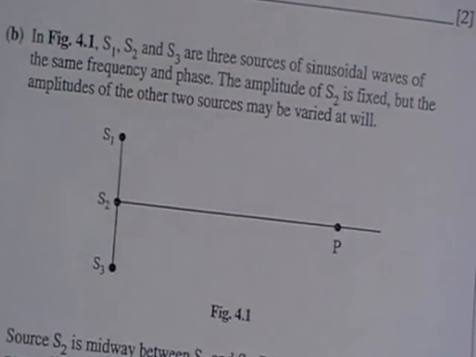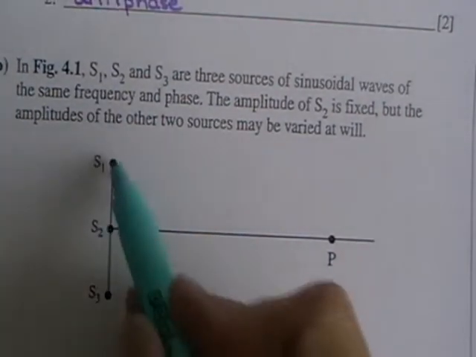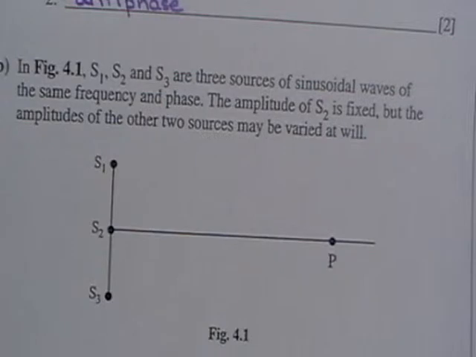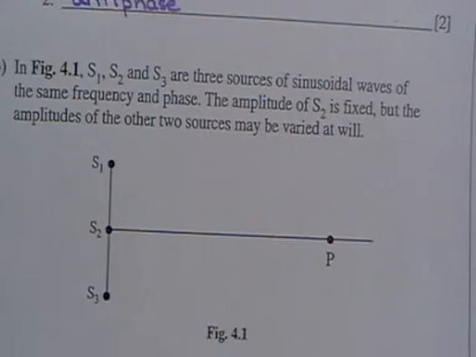Part B. In figure 4.1, S1, S2 and S3 are three sources of sine waves of the same frequency and phase. The amplitude of S2 is fixed, but the amplitudes of the other two sources may be varied at will. Source S2 is midway between S1 and S3. P is a point on the line perpendicular to S1 and S3 through S2, in other words, it's across here. Under certain conditions, the waves arriving at P from the three sources may produce complete destructive interference. State what these conditions are and explain how they result in complete destructive interference at P.